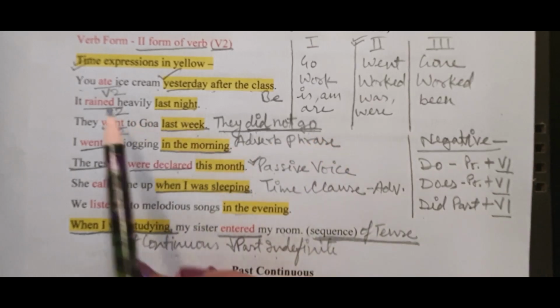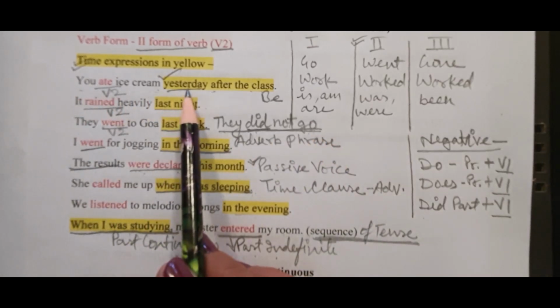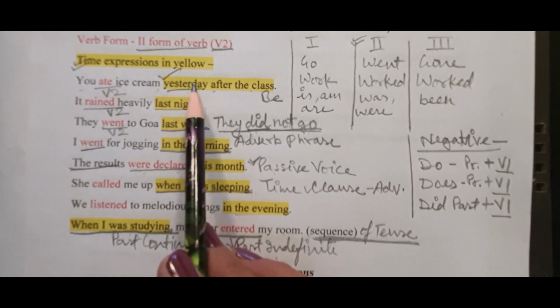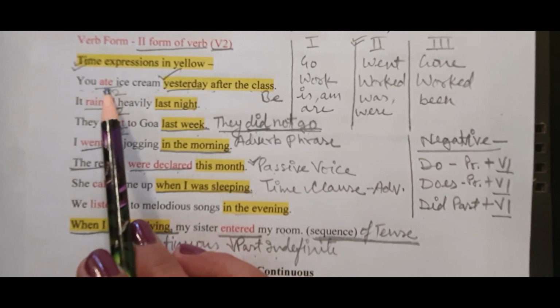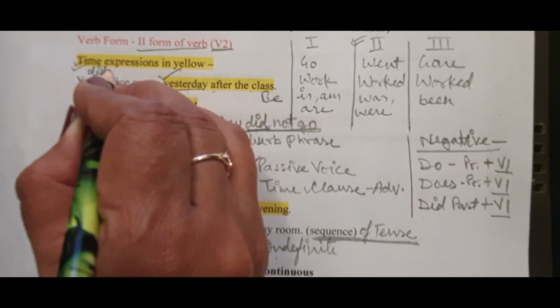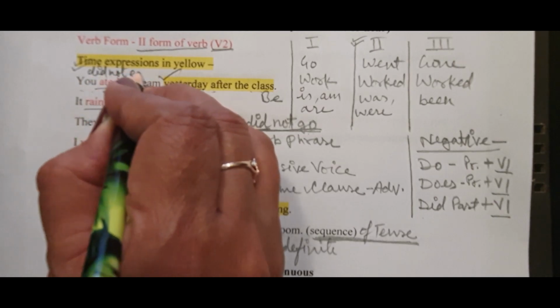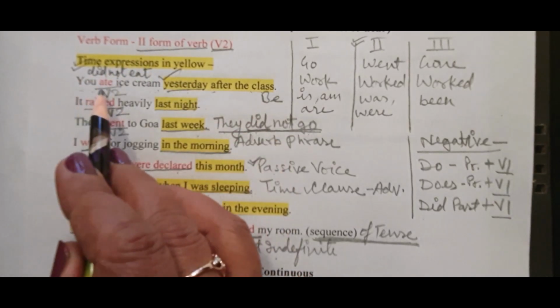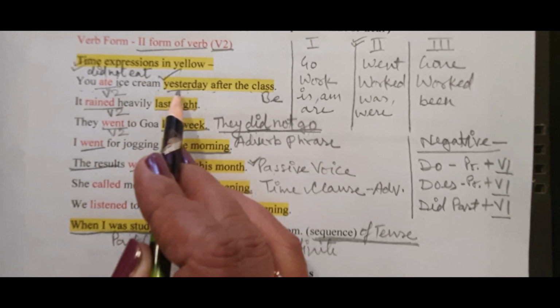Let's change one more sentence. You ate ice cream yesterday. How will you make you ate will change into eat, and which helping verb we will use? Did not eat. You did not eat ice cream yesterday.